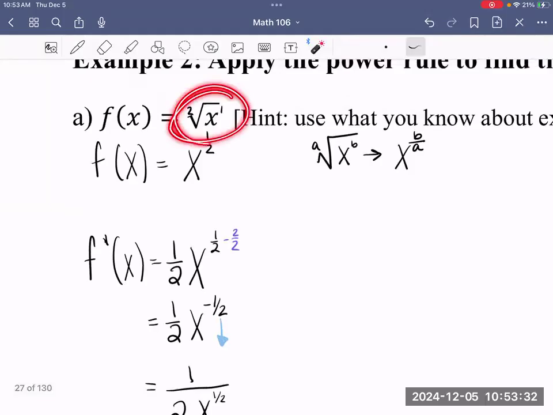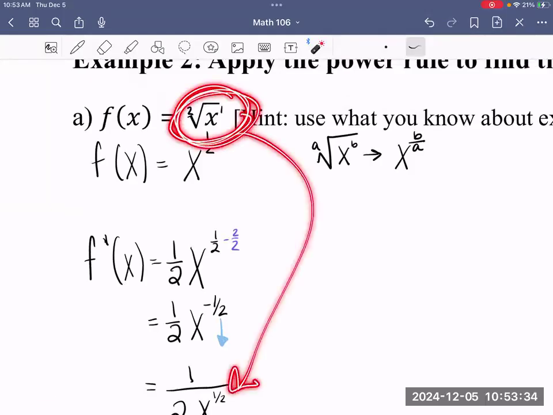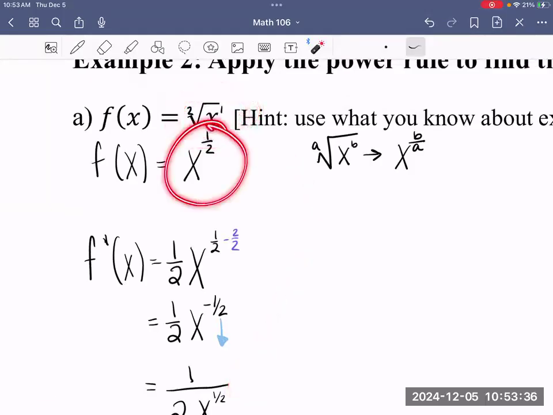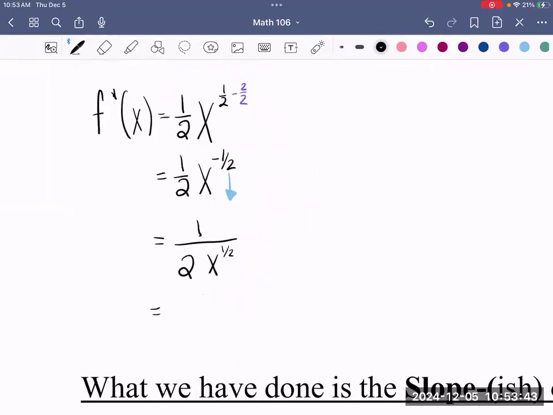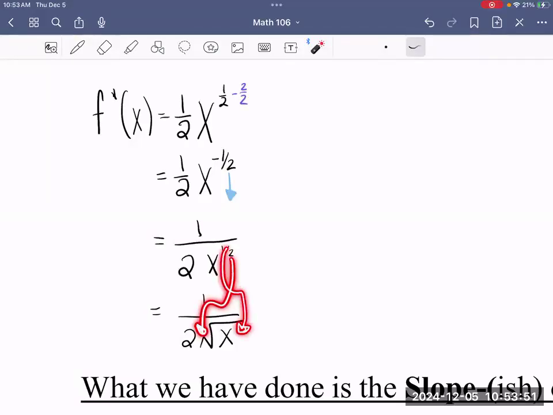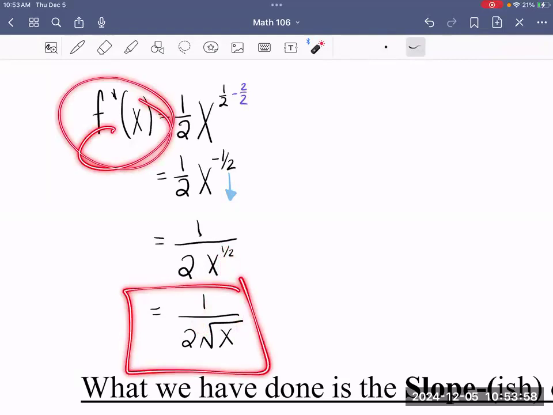Typically, my rule is if it starts as a radical, you want to end it as a radical. If it starts as a fractional, you want to end as a fractional. Typically a positive fractional, though. So let's go and take it one more step further. In order to convert back, the 2 comes out and the 1 stays in. So this would be your most simplified answer of your first derivative.